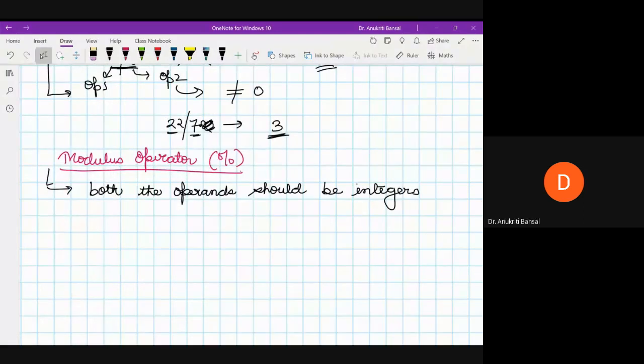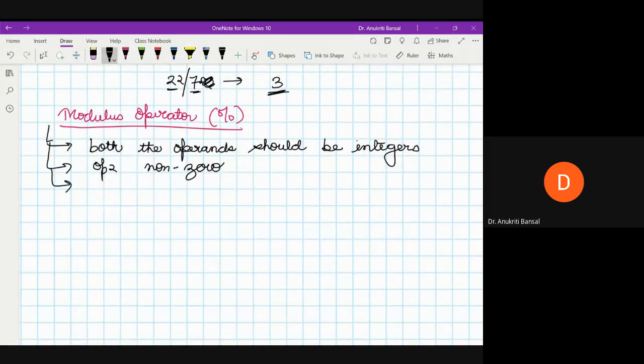So in case of modulus operator, both the operands should be integers. If by mistake you have taken any of the operands as a real number, it will give you a syntax error. Okay. Second, operand 2 should be non-zero.